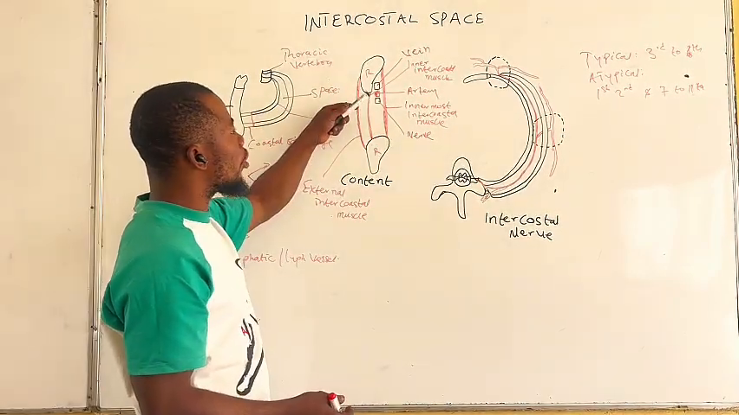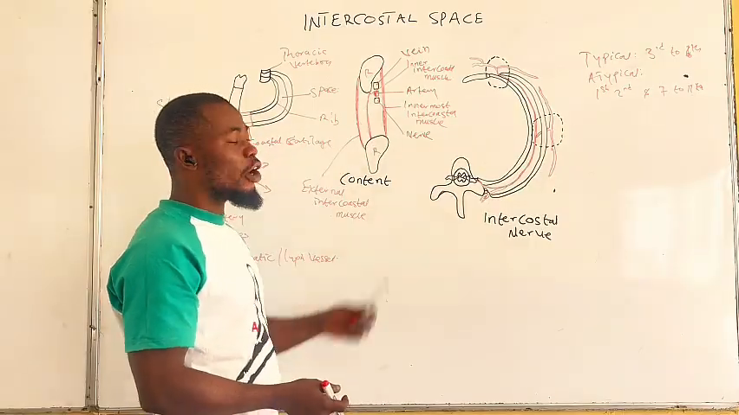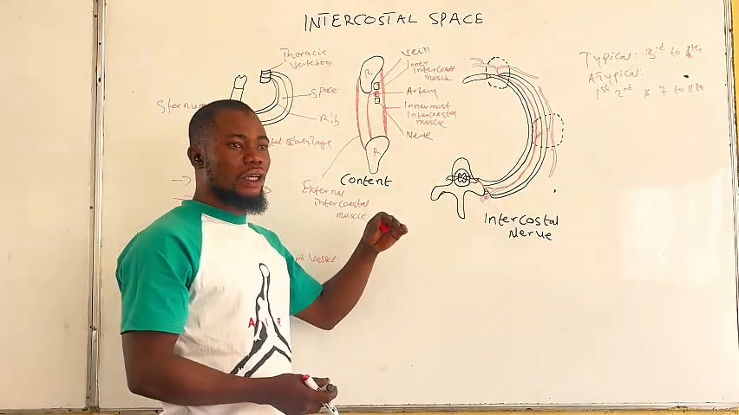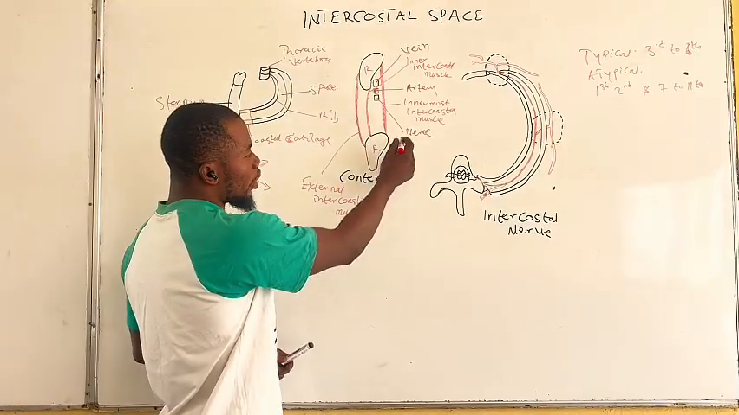Now, the arrangement of the neurovascular bundle in our intercostal space is that from above downward, there is the intercostal vein, the intercostal artery, and the intercostal nerve.